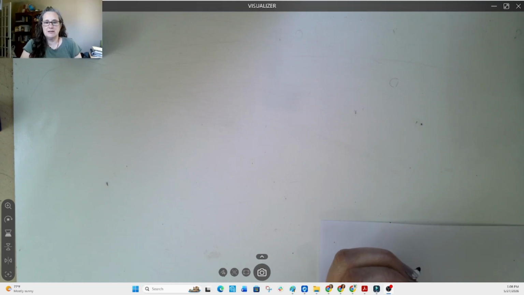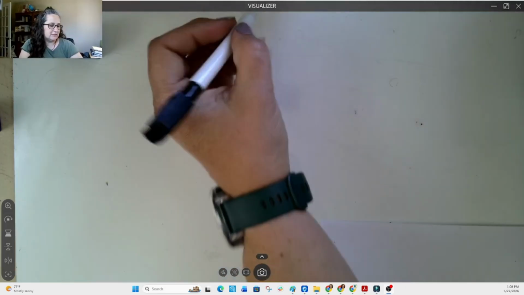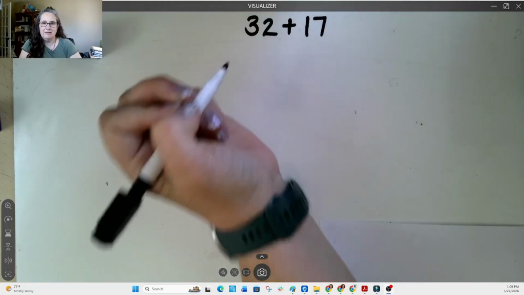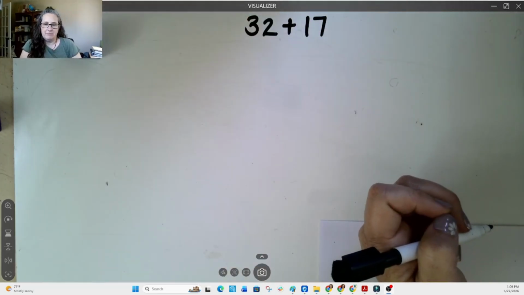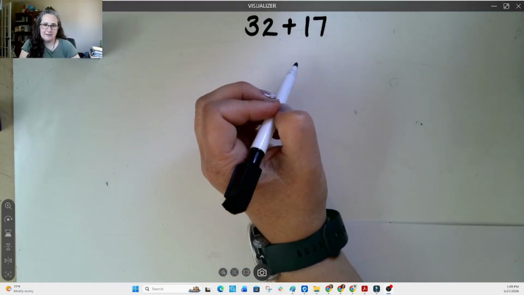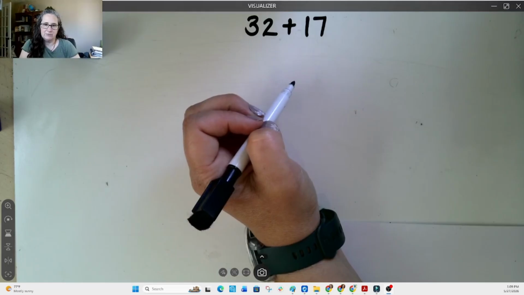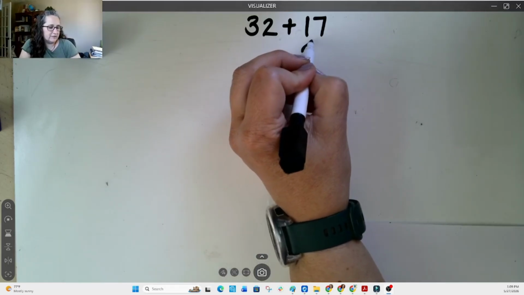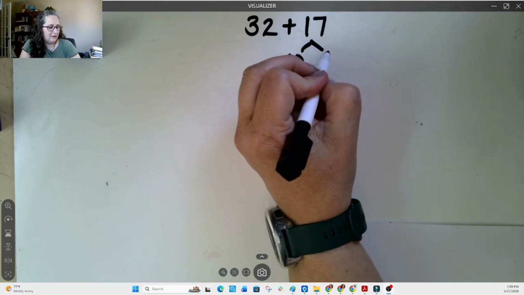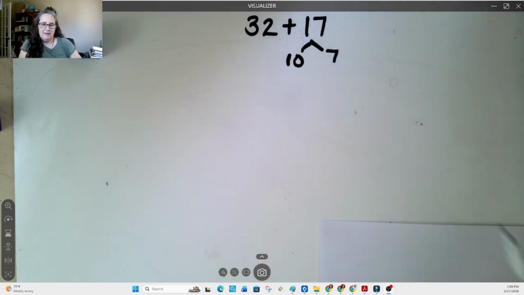The next addition strategy that we're going to look at is adding on by place value units. Let's start with the problem 32 plus 17. When we think about adding on by place value units, it means that we're going to decompose one addend and add on one place value unit at a time. So let's decompose the 17. It's made of 1 ten and 7 ones.